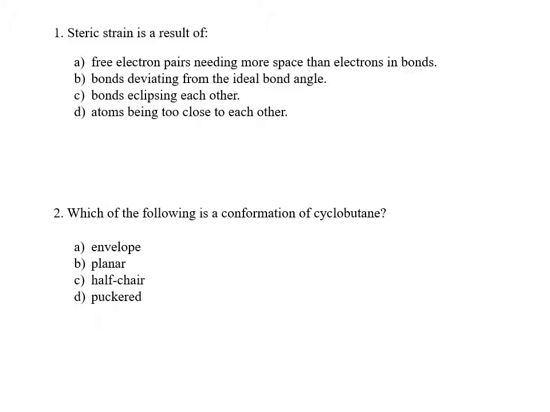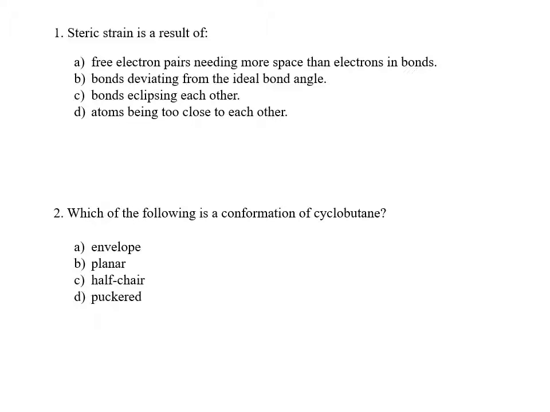So A, free electron pairs needing more space than electrons in bonds. That's not steric strain. We use this phenomenon to explain bond angles in small molecules such as water, ammonia, and even that explanation has been questioned. But that's definitely not steric strain. That's electrostatic repulsion of free electrons.